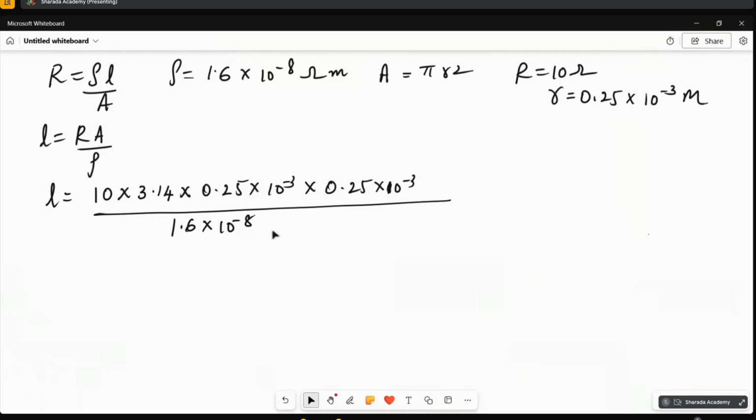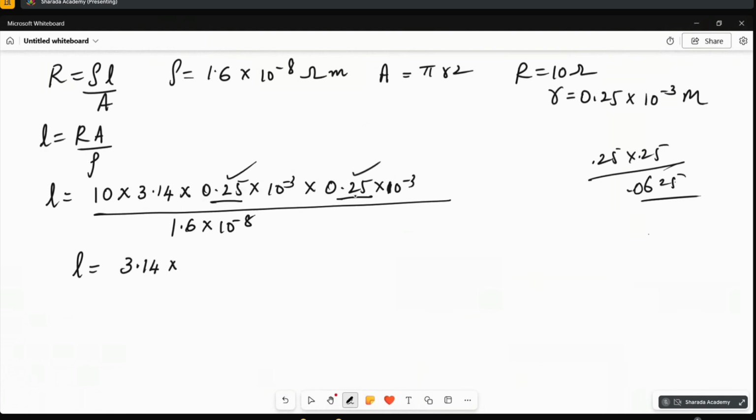So this much calculation you should do. First, 0.25 into 0.25. 25 into 25 you know is 625. Remember a few terms, it will be easier. So 0.25 into 0.25 is 0.0625. Multiplying these two, I will get 0.0625, with 3.14 written as it is. Now 10 power minus 3 and 10 power minus 3 give 10 power minus 6. And there is 10 power 1, so 10 power minus 6 into 10 power 1 is 10 power minus 5.